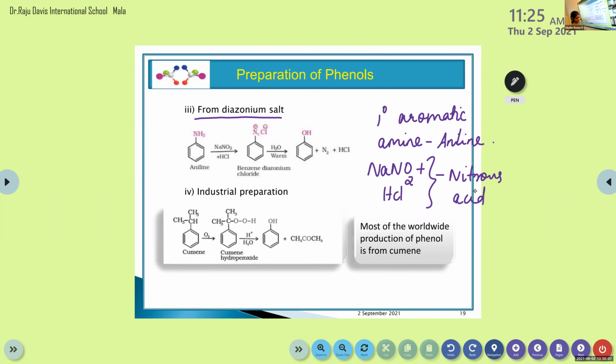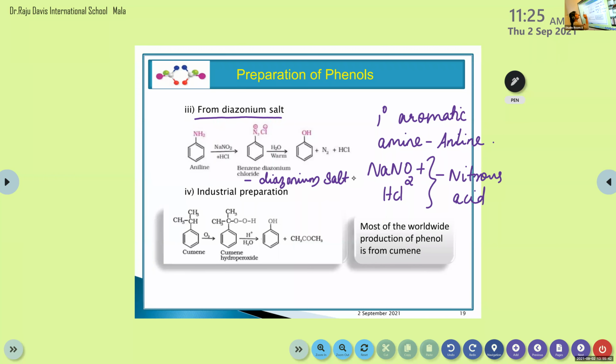NaNO2 plus HCl, this is the reagent, and the diazonium salt is formed. This benzene diazonium chloride is known as a diazonium salt. The primary aromatic amine, that is aniline, is treated with nitrous acid. The mixture of NaNO2 and HCl is known as nitrous acid. Then benzene diazonium chloride is formed. It is known as a diazonium salt.